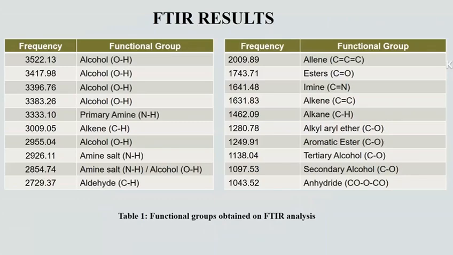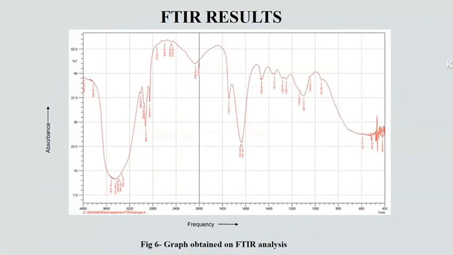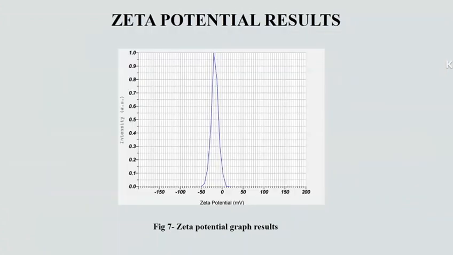So these are the functional groups that we obtained during our FTIR with the proper frequencies. These are the peaks that we obtained during the FTIR process. And as for the zeta potential test, we can find that the intensity is very high, which means that the surface aggregation is very low, which is ideal for a nanoemulsion.